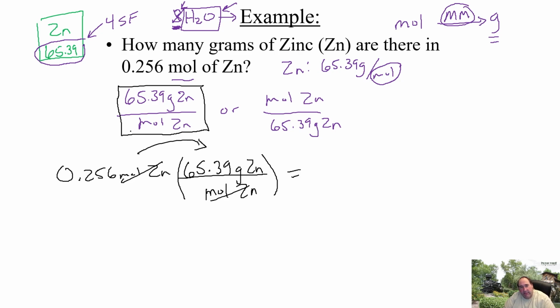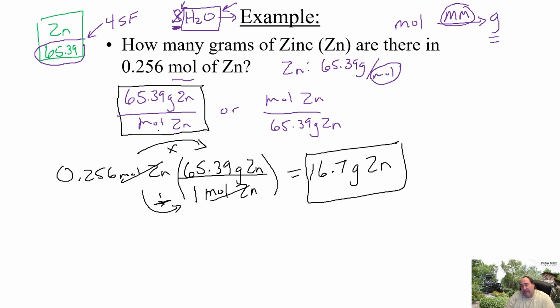In this case, we're just multiplying by what's on top and dividing by what's on the bottom. But really, in this case, it's 1 on the bottom. Although a lot of times people won't write it, it is a 1 on the bottom, so you really don't need to multiply by it. So we're going to go 0.256 and we're going to multiply by 65.39. And that's going to give us 16.7 grams of zinc.